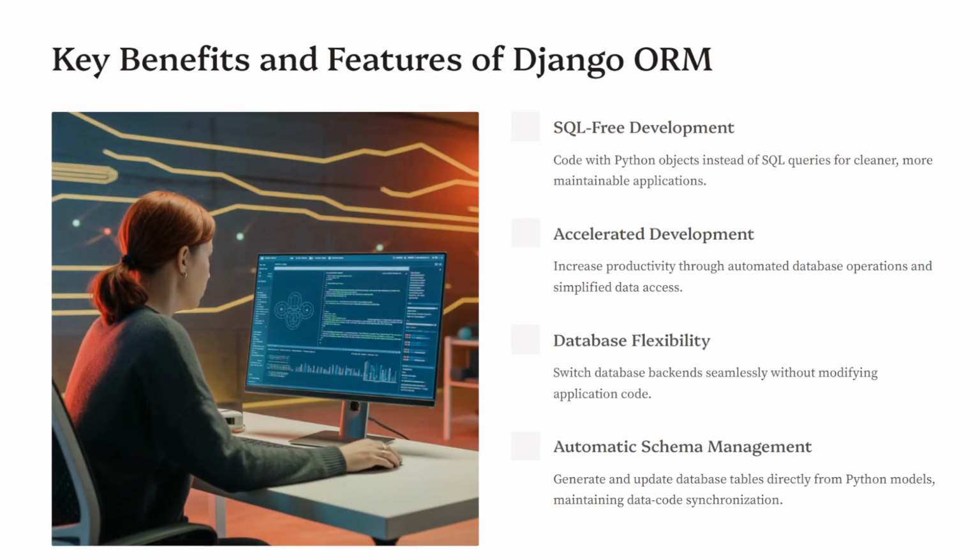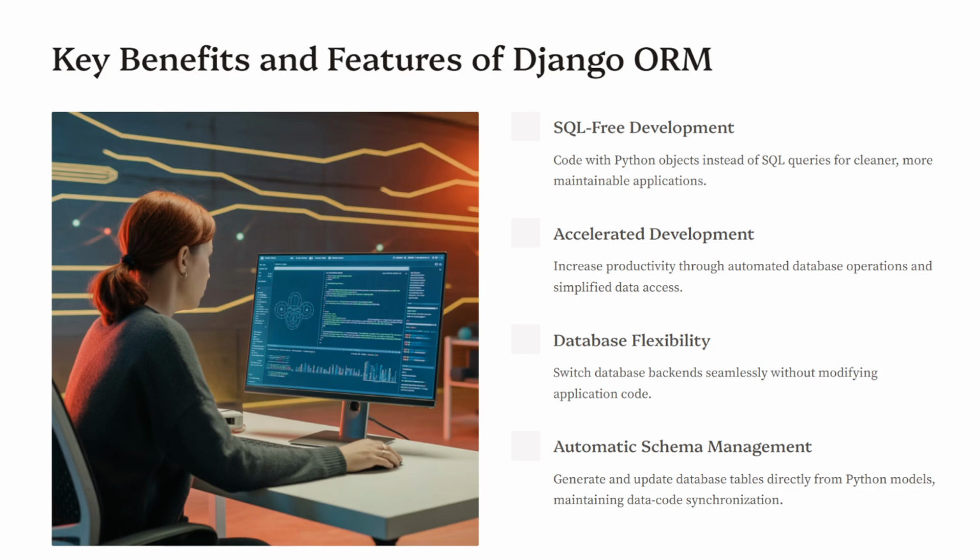So here are some key benefits of Django object relational mapping. It has SQL-free development, where you code with Python objects instead of SQL queries for cleaner, more maintainable applications. Another benefit or feature is accelerated development, where there is increased productivity through automated database operations and simplified data access.